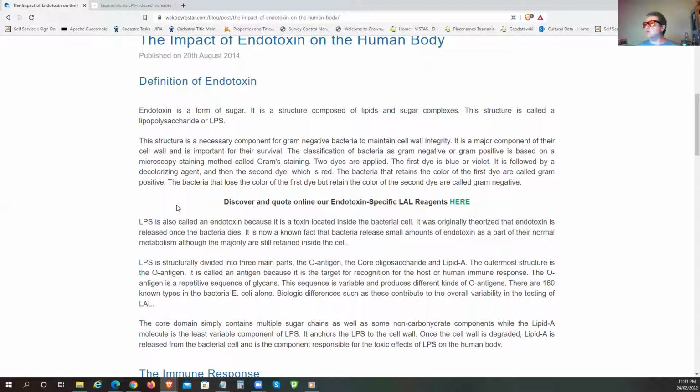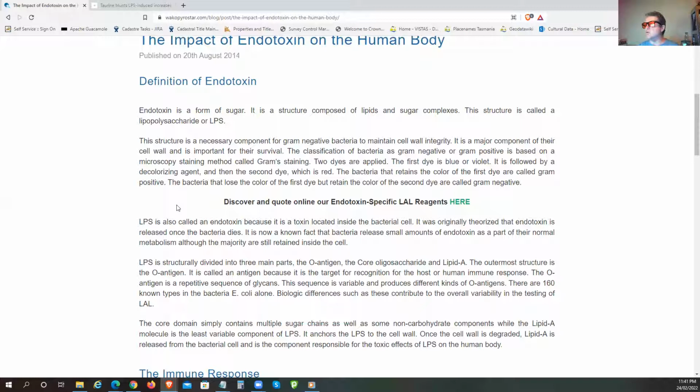The classification of bacteria as gram-negative or gram-positive is based on the microscopic staining method called gram staining. Two dyes are applied. The first dye is blue or violet. It is followed by decolorization, and then the second dye, which is red. The bacteria that retain the color of the first dye are called gram-positive. The bacteria that lose the color of the first dye but retain the color of the second dye are called gram-negative. So you learn something about bacteria.